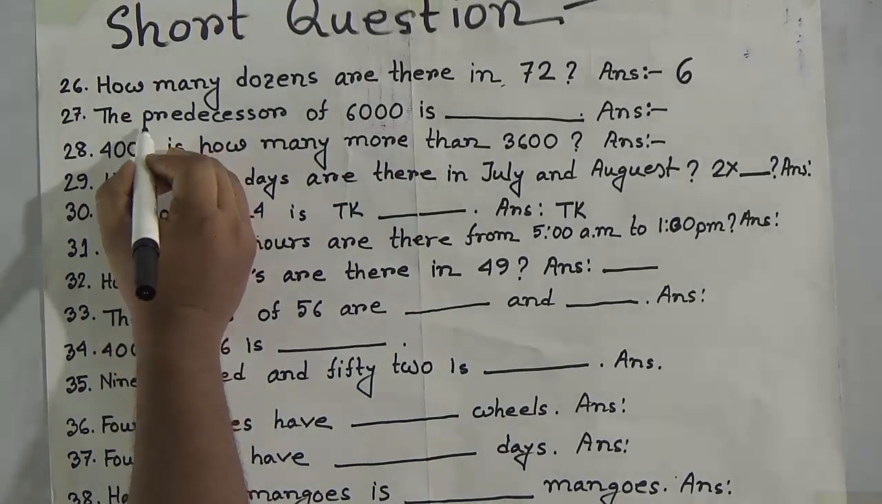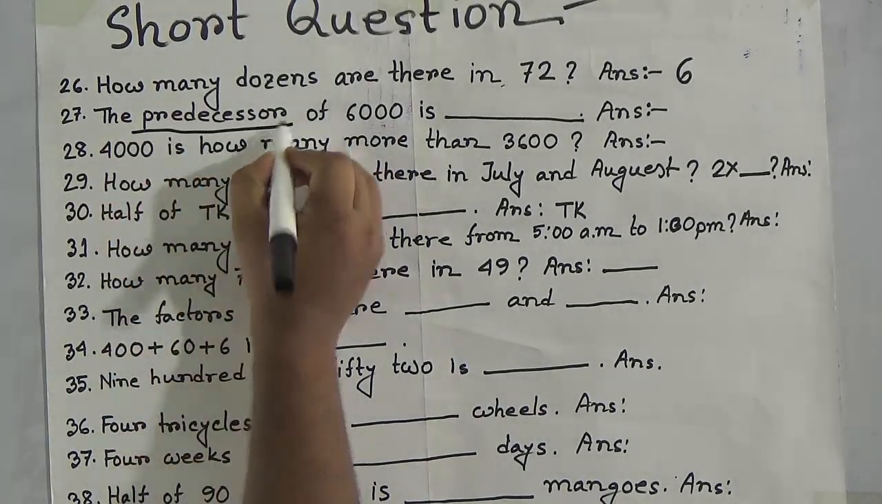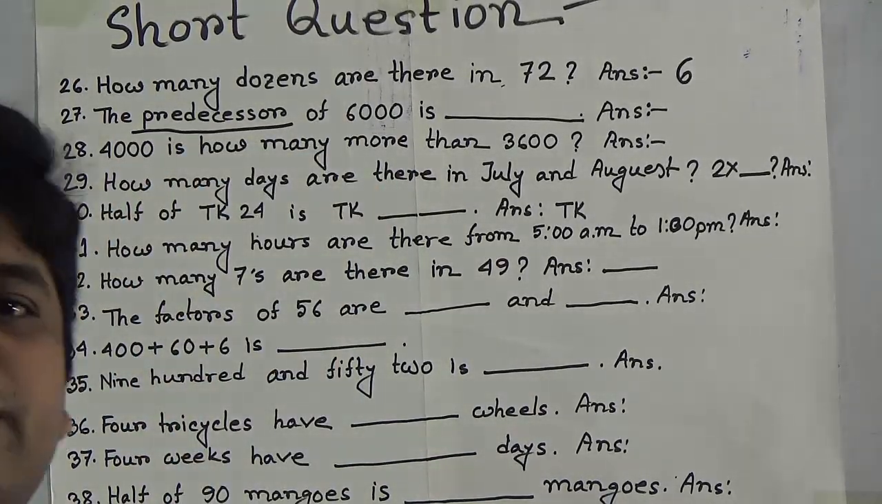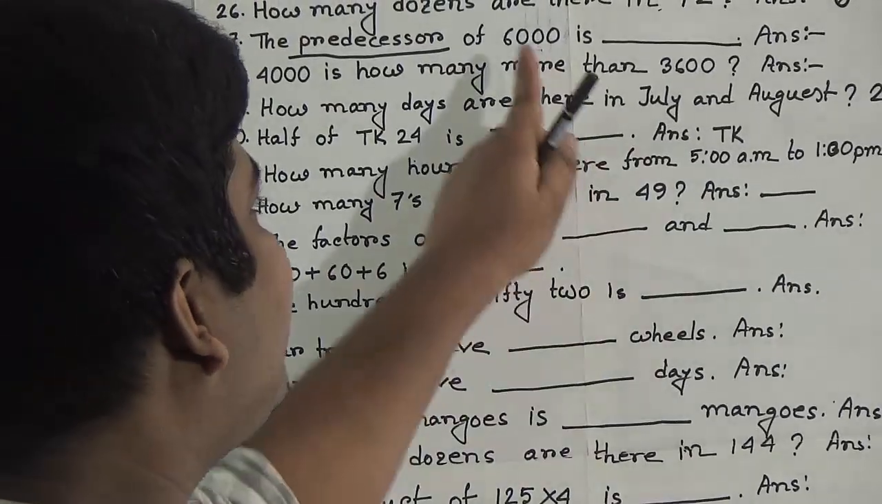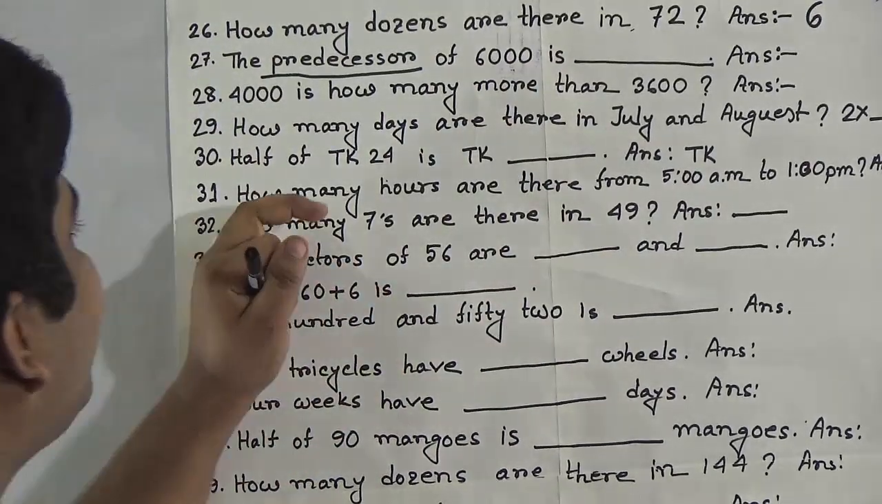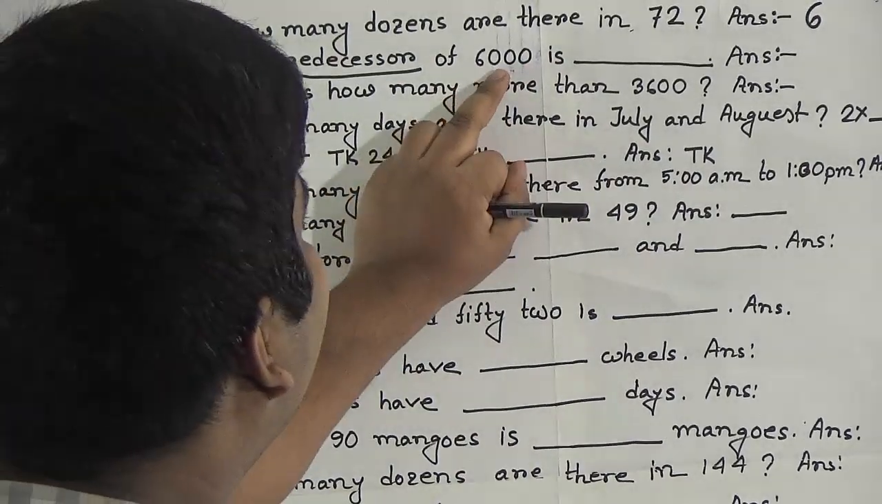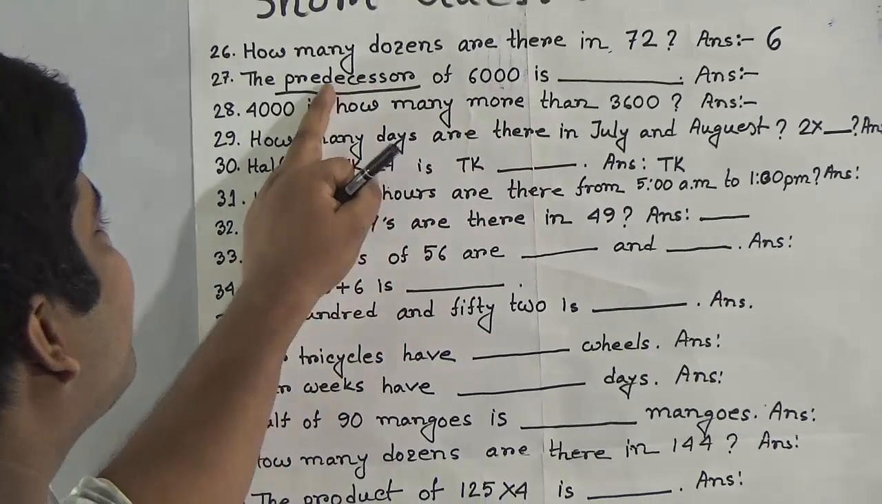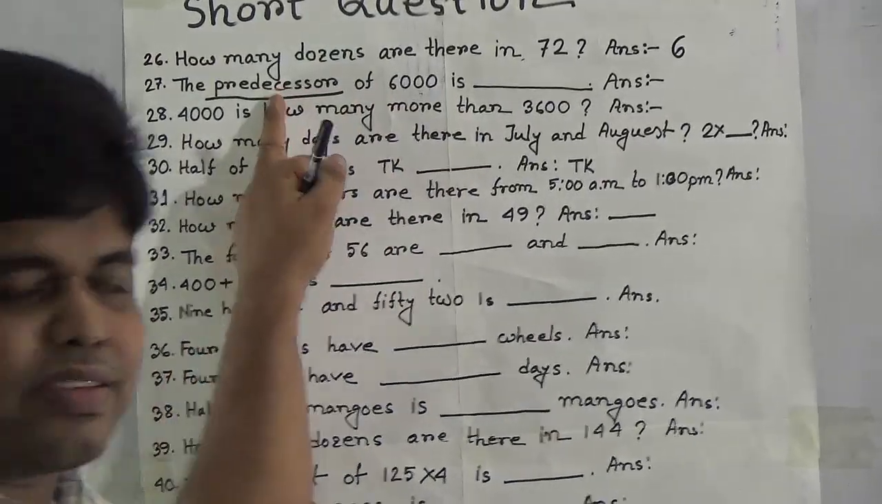Next, the predecessor of 6000 is what? In order to solve this math, we need to know what a predecessor is. Predecessor means the before number. Here, the number is 6000. So, we subtract 1 from this number and we get the predecessor number, that means the previous number.